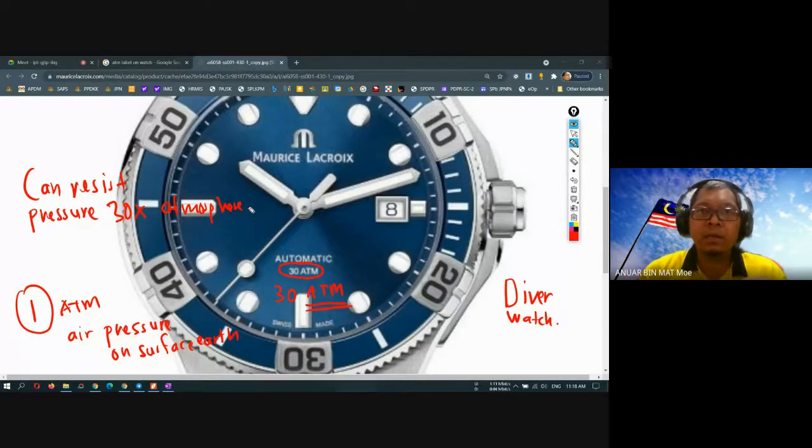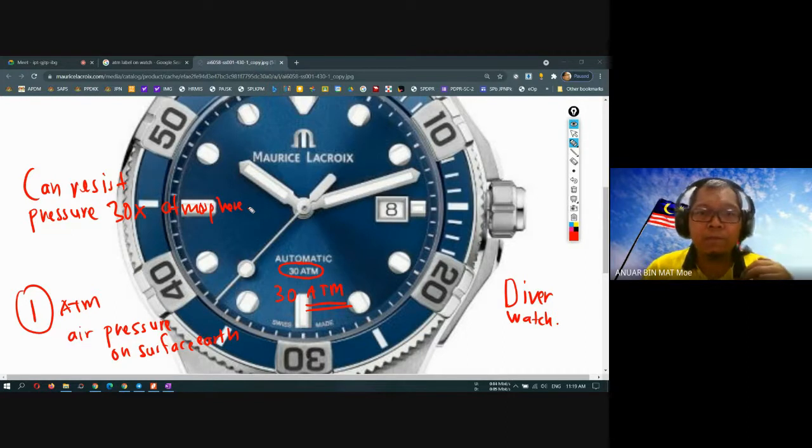It can withstand 30 times the pressure of the atmosphere. At the surface, you must remember class, at the surface of the earth right now, at your home, at my home, the air pressure around us is 1 atm. 1 atm is okay, right? The pressure is normal. But inside the water, the pressure will increase.